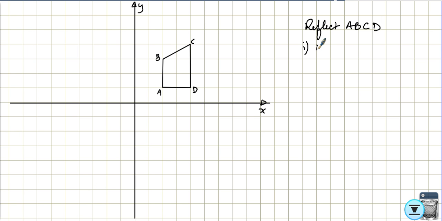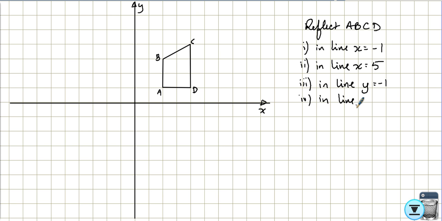Number 1, in the line x equals minus 1. Number 2, in the line x equals 5. Number 3, in the line y equals minus 1. Number 4, in the line y equals 2. Those are going to be our reflections. Okay, so we have 4 reflections of the form x equals a and y equals a. Let's start with the first one, in the line x equals minus 1.